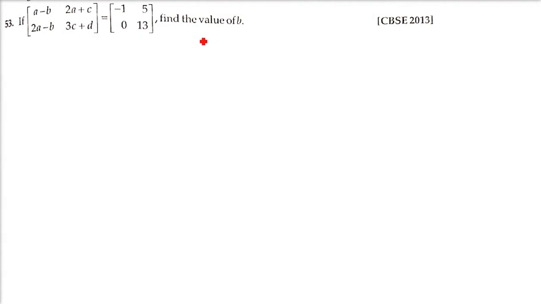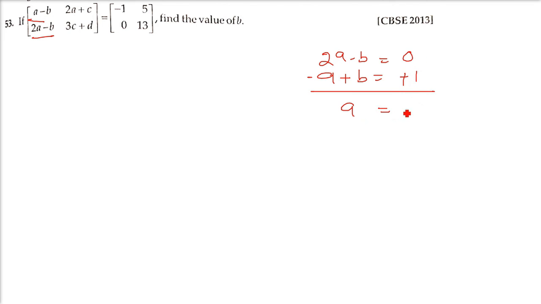Okay, you just have to find the value of b here. Please remember, don't worry about c and d. A minus b is negative 1 and 2a minus b is equal to 0. Now subtract these two. So when you subtract, 2a minus a is going to be a, that is a is equal to 1. Simply a is equal to 1. B gets cancelled.